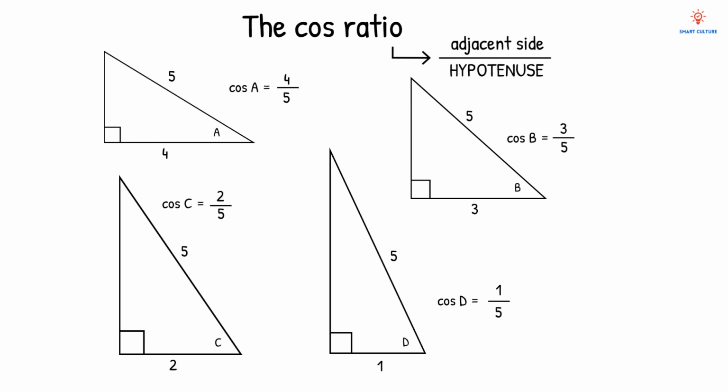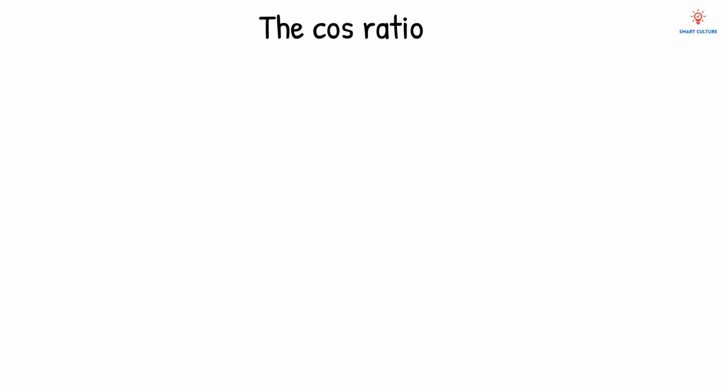Now, let's take a look at the last triangle. For angle D, the cosine of D is equal to 1/5. So the side adjacent to angle D is just 1/5 the length of the hypotenuse. So among A, B, and C, angle D is the steepest, and its cosine value is the smallest, but still greater than 0. Now, let's learn more about the boundary values.